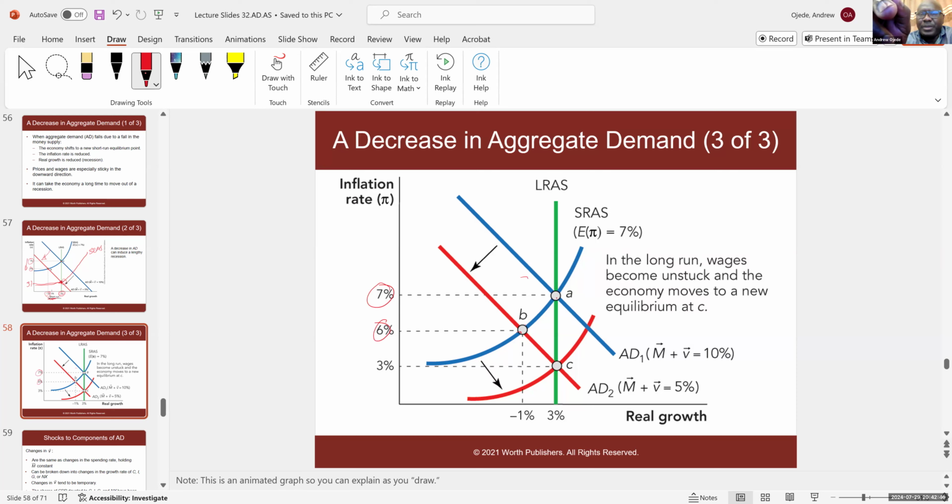And real GDP growth is going to decrease from 3% to -1%. But in the long run, because we're in a recessionary gap, wages are going to start falling eventually. In the short run, wages are sticky. But in the long run, as economies start to adjust, wages start to fall, lowering the cost of production. So the short run aggregate supply curve shifts to the right to close that recessionary gap. So you're at point C.